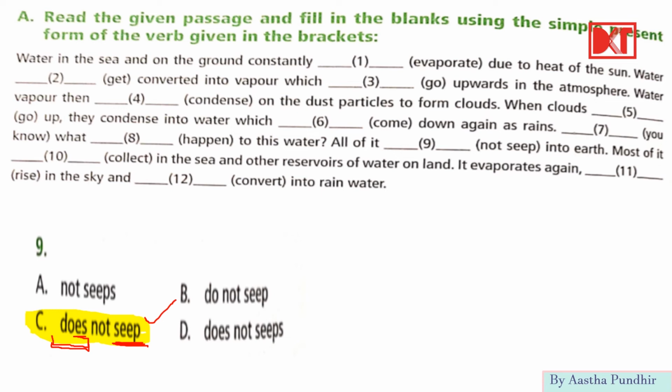And A इसमें not seeps incorrect है because we don't have does here, और यहाँ पे S लगा हुआ है. Do not seep, B is incorrect because it is do, यहाँ पे does होना चाहिए. And D is also incorrect because does not seeps हो रखा है, यहाँ पे S नहीं आएगा. Okay. The correct answer is C. All of it does not seep into earth.